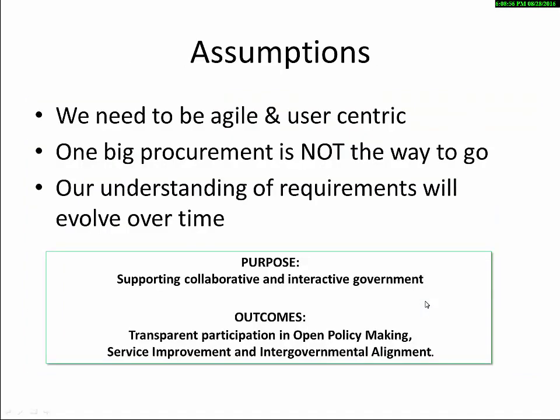All right. Then, a couple of assumptions. I'm assuming here we need to be agile and user-centric. I'm assuming that one big procurement is not the way to go in terms of providing some sort of level of enterprise engagement. And I'm also assuming that our understanding of requirements will evolve over time. The purpose, overall, supporting collaborative and interactive government, with a couple of outcomes there.